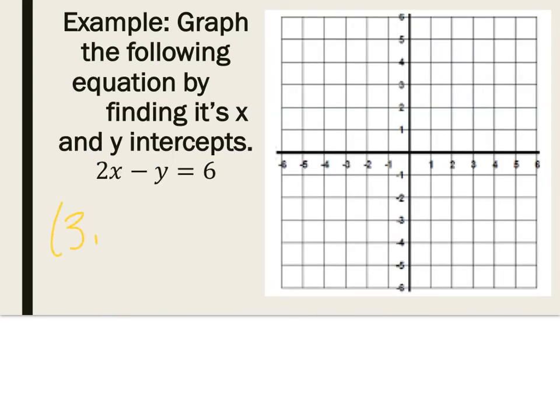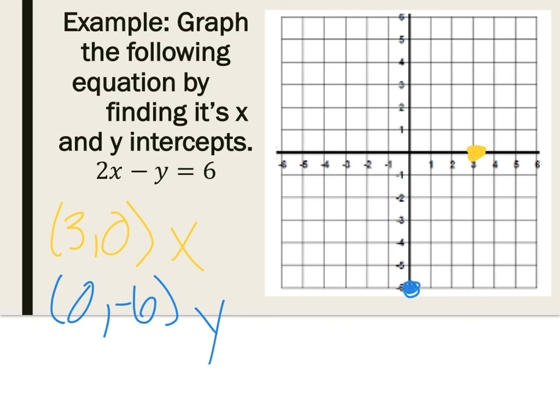So we had 3, 0, and we had 0, -6. This was our x-intercept, this was our y-intercept. So our x-intercept was here at 3, 0. I'm trying to be as accurate as possible. I'm sure yours looks better. Our y-intercept is at 0, -6, which is down here. And then all you do to finish the problem is connect them with a line.